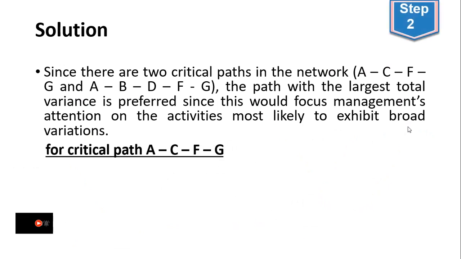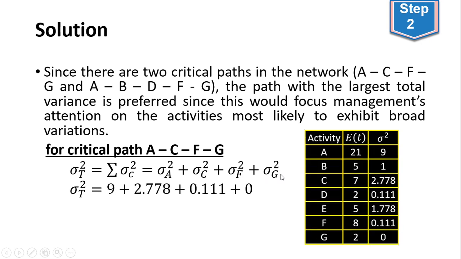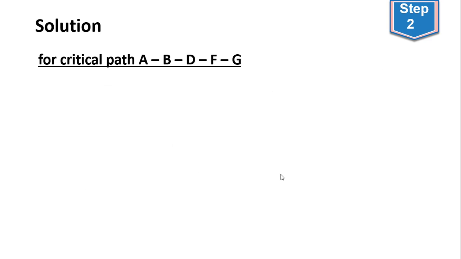So for critical path A, C, F, and G, the total variance is obtained by taking the sum of variance of each critical activity. This critical path is formed by critical activities A, C, F, and G. That means we are going to sum the variance for activities A, C, F, and G. That is, 9 plus 2.778 plus that one and plus 0. And the total variance for critical path A, C, F, G is going to be 11.889.